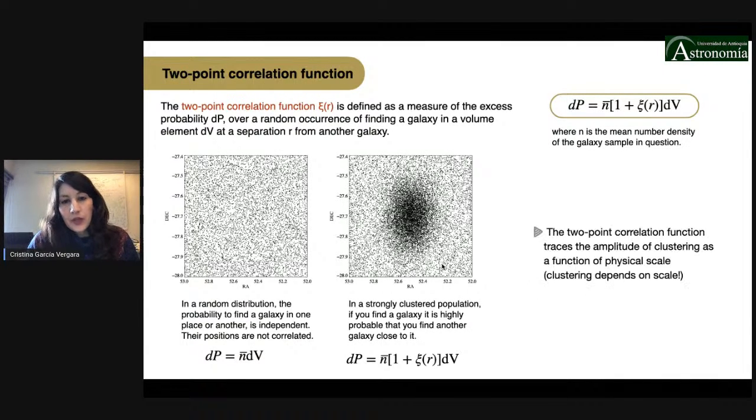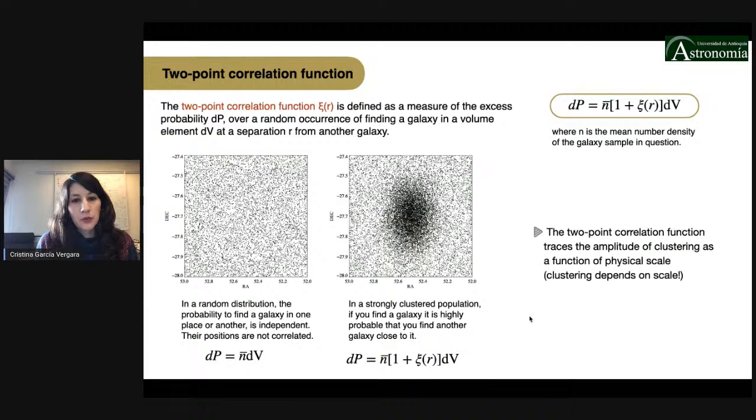And one important thing is that the 2-point correlation function traces the amplitude of the clustering as a function of physical scale. Then clustering depends on the scale. We can have a population with very strong clustering at small scales and very weak clustering at large scales. And with scales, we mean physical scale.